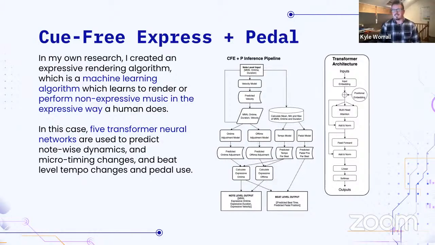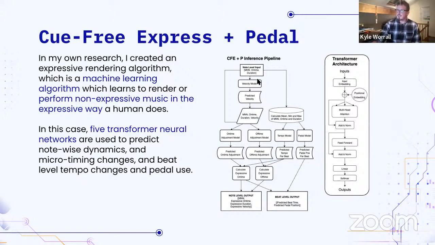So 5 transformer models are used to predict note-wise dynamics, so like how are the keys being pressed, and 2 are being used for microtiming adjustments, so adjustments to the start and the end time of individual notes. And then we've got 2 beat-wise models, one that is looking at how does the tempo change, and like how do we affect tempo change in the way a human does it, and also can we predict when to use a sustain pedal to sort of improve the sound of the playing.